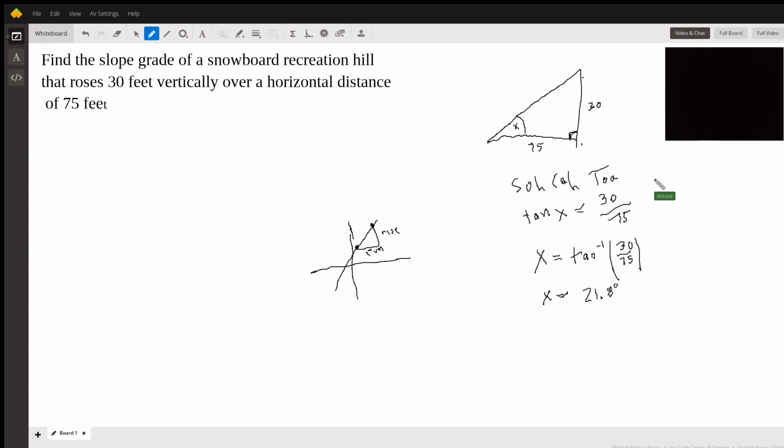And that's all there is to it. But the real connection that has to be made is between the word slope or slope grade and the tangent function. They're one and the same thing.